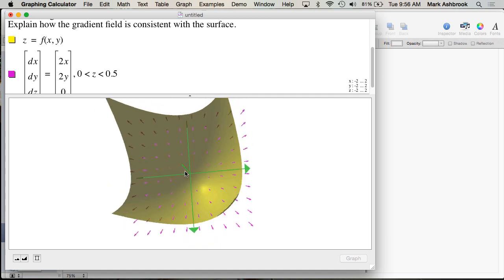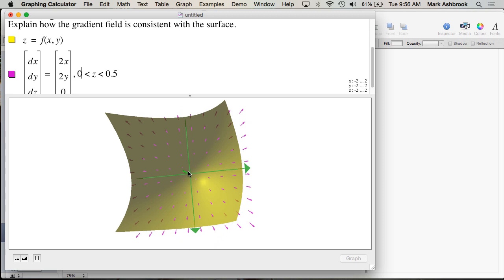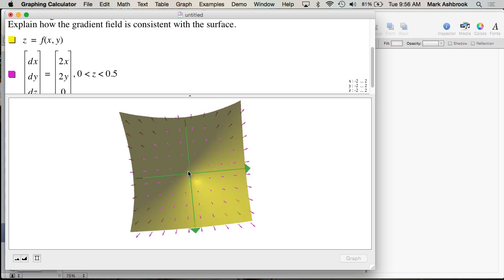And then the magnitudes of these vectors tell us what that rate of change is. And those rates of change are going to get greater as you get further from the origin, because what does the paraboloid do? It gets steeper as you move out, right? So as you get further away from the z-axis, it gets steeper and steeper, and so that's why these vectors get larger and larger further out.